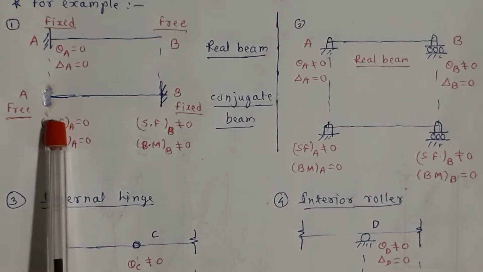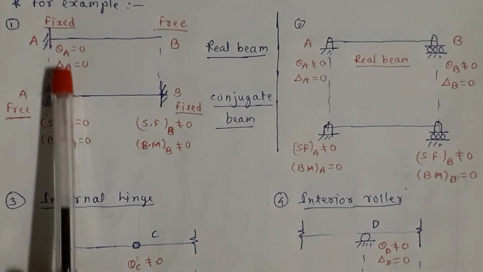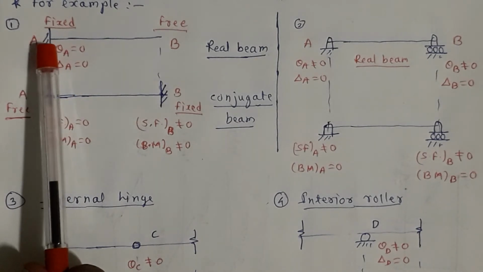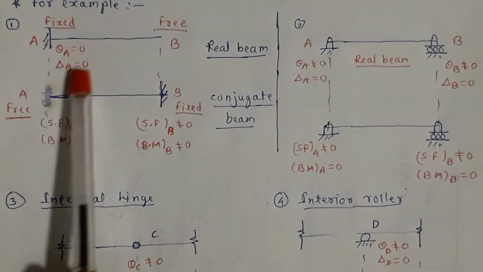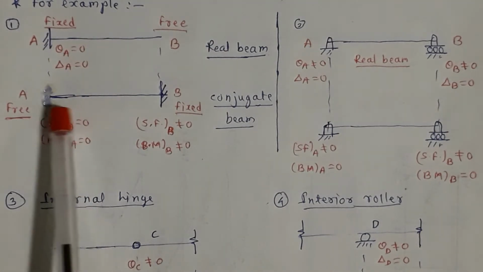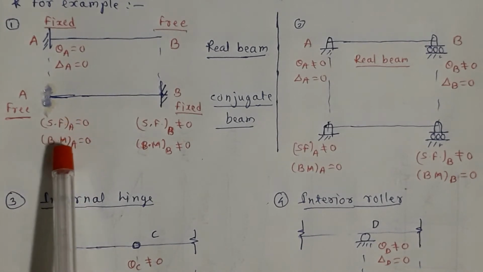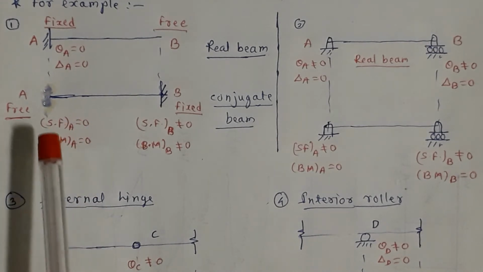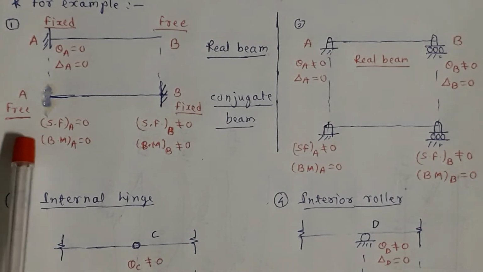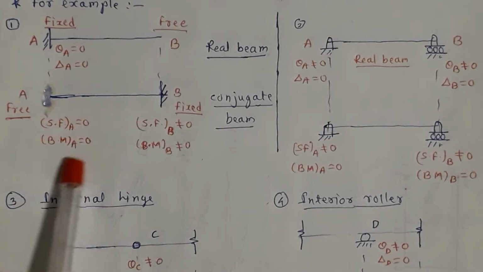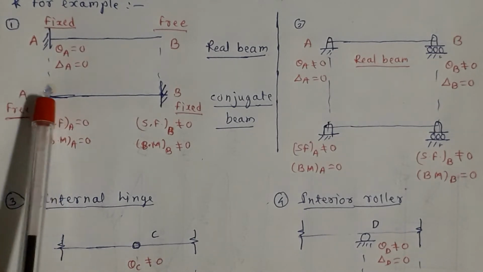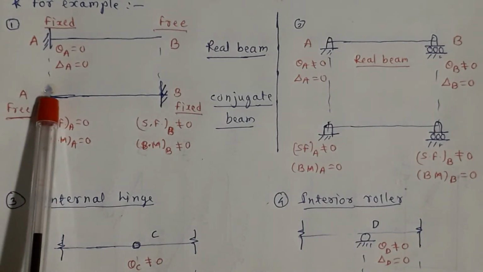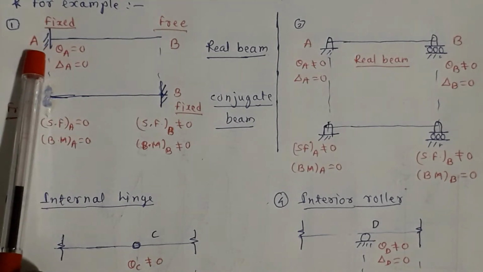Shear force should be 0 at A and bending moment should be 0 at A in the conjugate beam, because end A is fixed in the real beam. As such, the values of theta A and delta A both are 0, and that is why the shear force at A and the bending moment at A must be equal to 0. This is how the analogy is to be maintained. But in order to get the shear force and bending moment at A equal to 0, we'll have to change the support conditions at A. In the real beam, A is fixed.